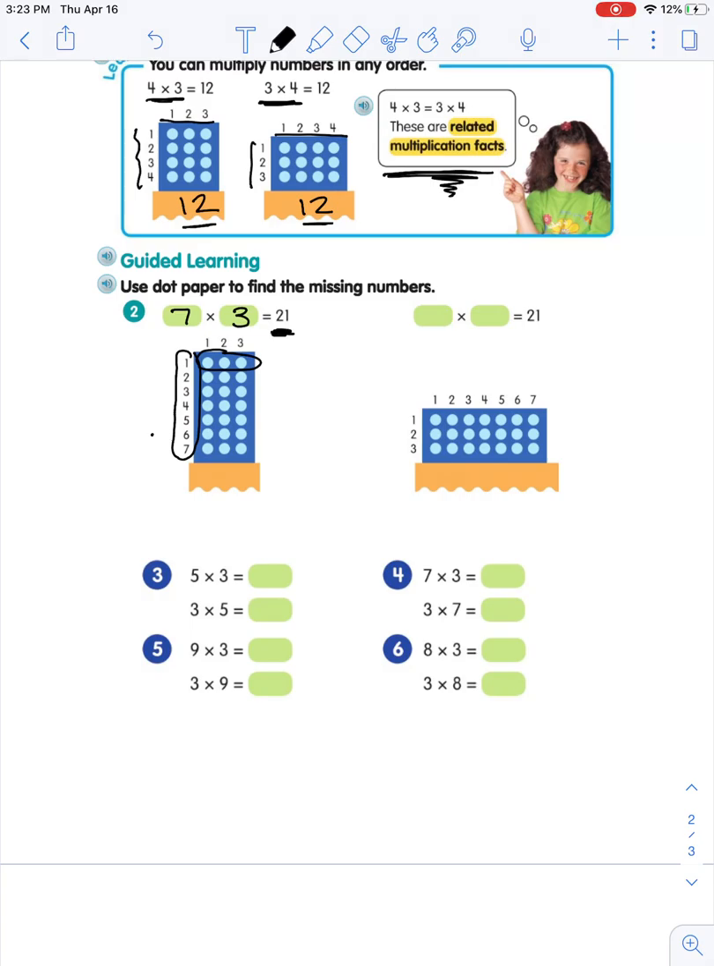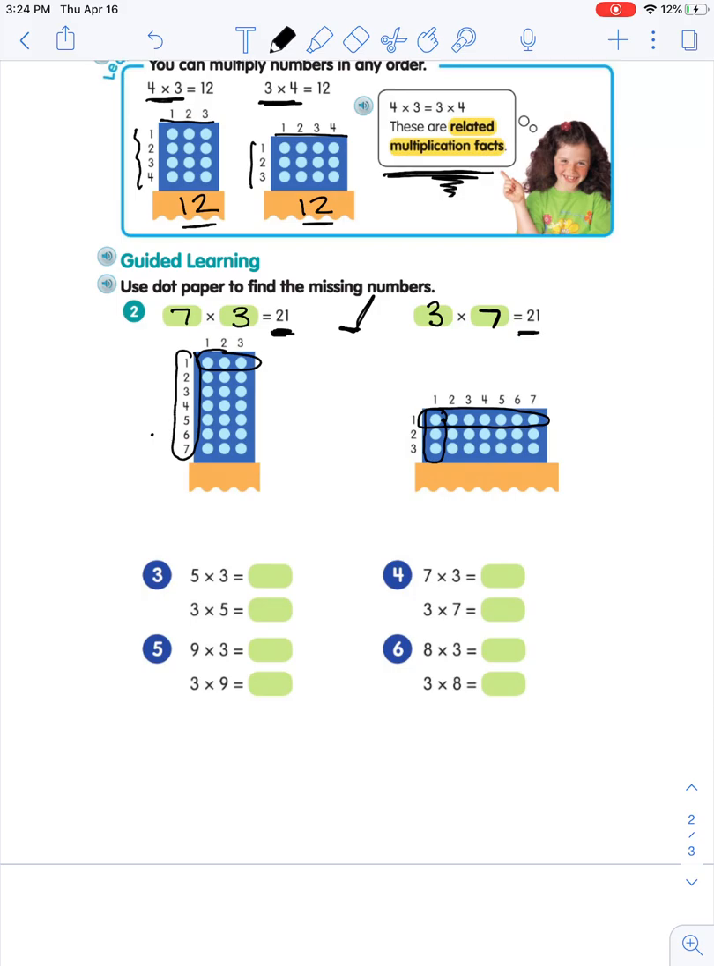Well, look over here. Let's figure out the related multiplication facts right next to it. It shows dot paper again, and this time I have how many rows? That's right, 3 rows. And how many do I have in each row? 7, exactly. So 3 times 7 equals 21. Are those related multiplication facts? They are. Both answers give you 21. Nice job.